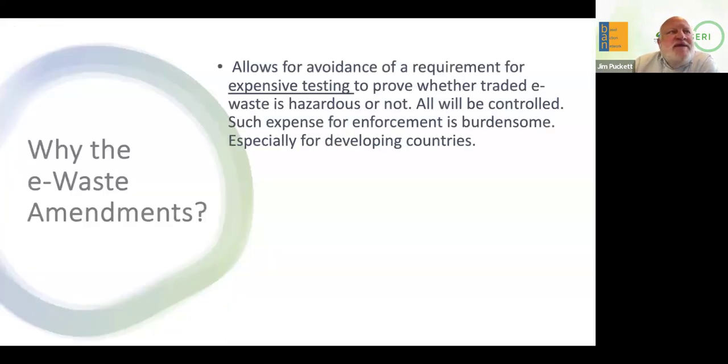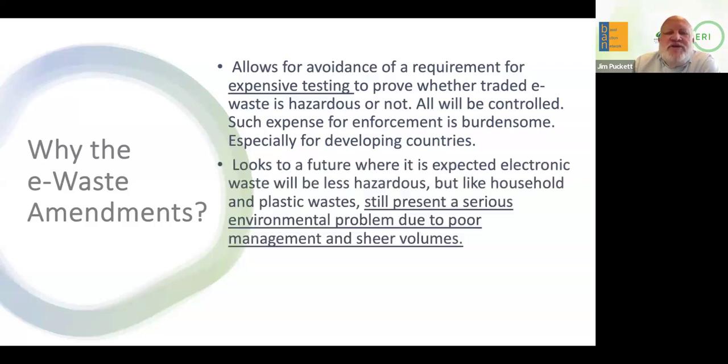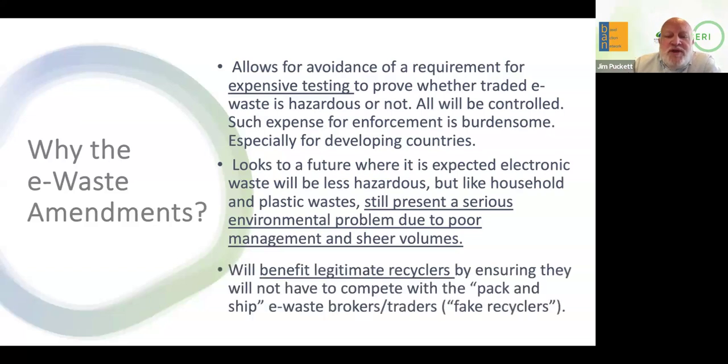The other concern was that it's very expensive to determine whether something's hazardous or not. So some countries just wanted to control everything, and this does that basically. And it's looking to a future where we hope electronics will become less hazardous as we change the design through green design initiatives, but it's still very likely to cause harm. So this is what we need to anticipate and put in the PIC procedure. And again, I believe this really benefits legitimate recyclers who are not just packing and shipping, but gives them back their competitive edge for those that are doing that, because everything now will be controlled.